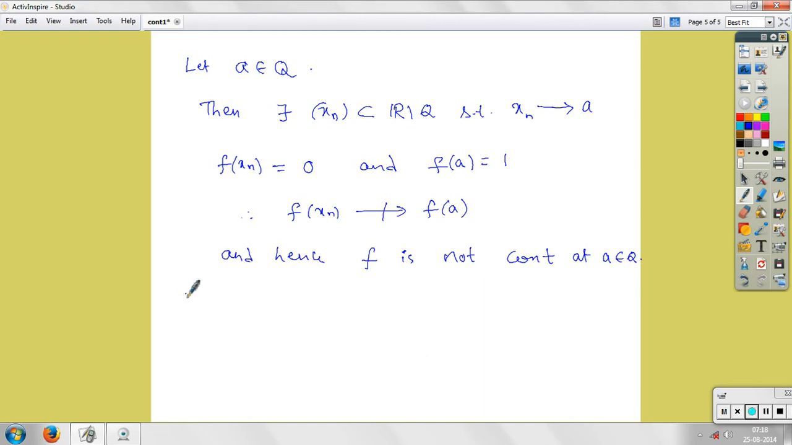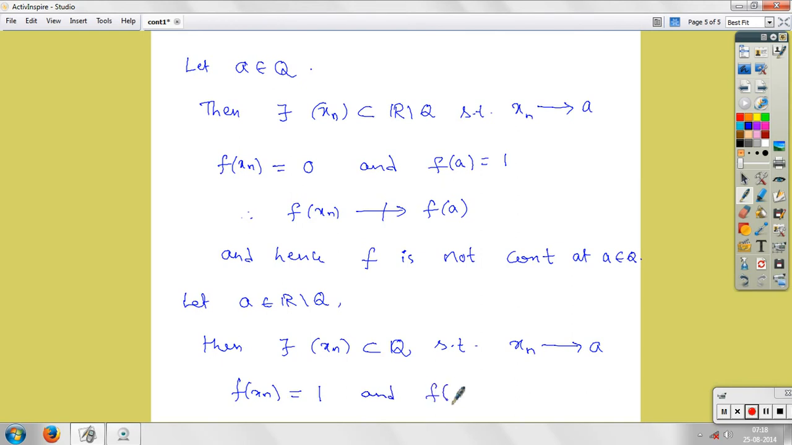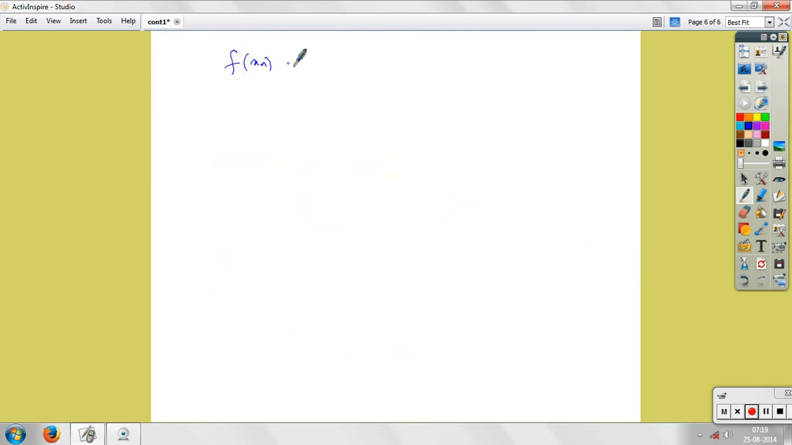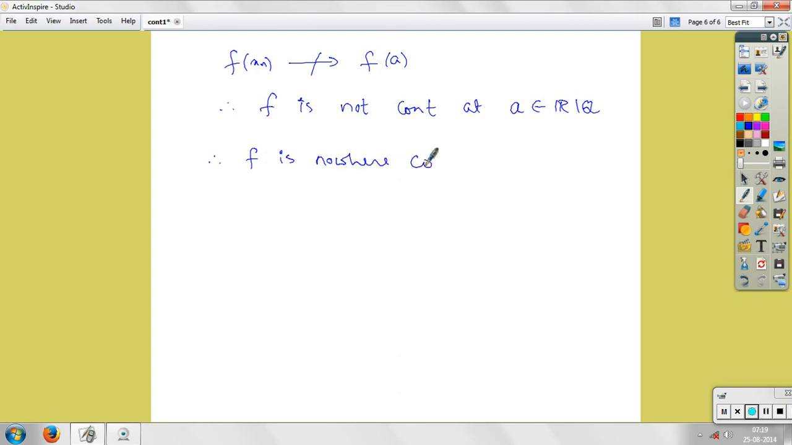Similarly, if we take a which is an irrational number, then by density of Q, there exists a sequence in Q such that xn converges to a. So in this case, f of xn is 1 and f of a is 0. Hence, in this case also, f of xn does not converge to f of a. So therefore, f is not continuous at any irrational number. Therefore, f is nowhere continuous on R.